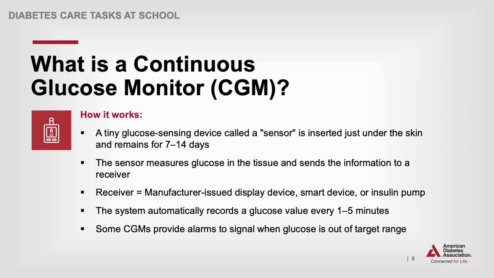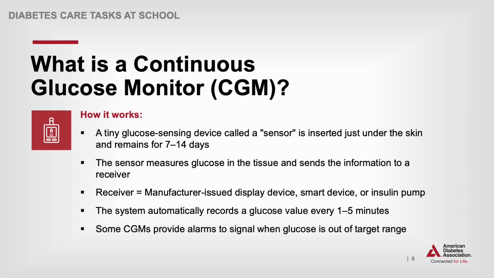In the past few years, considerable progress has been made in the continuous monitoring of glucose levels. The steps on the screen explain the basics of how the continuous glucose monitoring, or CGM, technology works. A tiny glucose measuring device called a sensor is inserted just under the skin. The sensor measures glucose in the tissue fluids several times a minute and sends the information to a phone-sized device.